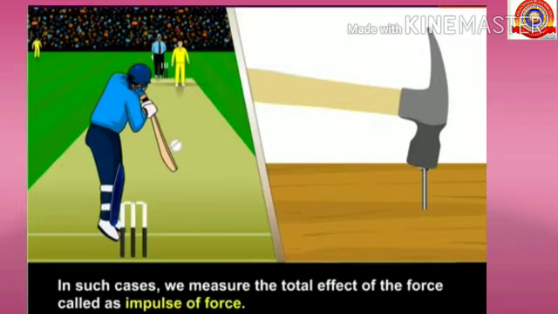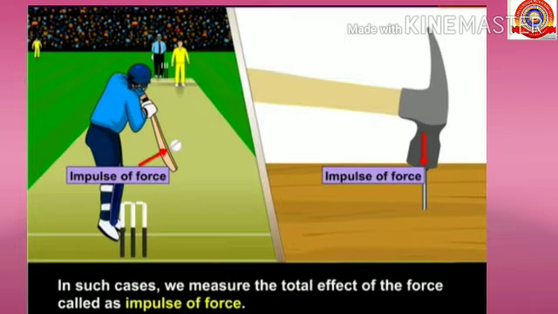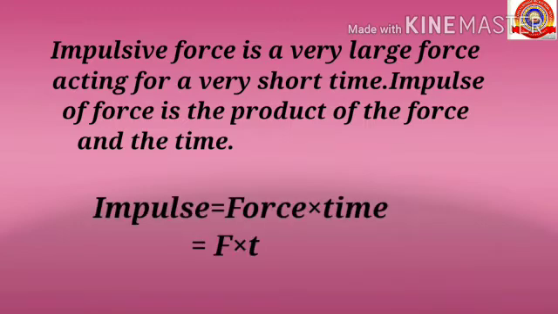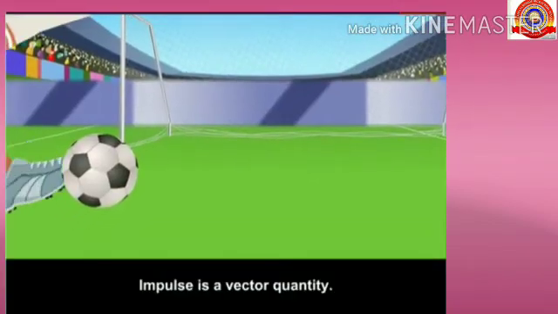In such cases, we measure the total effect of the force called impulsive force. So what is impulsive force? Impulsive force is a very large force acting for a very short time. Impulse is the product of the force and the time. So impulse equals force into time, that is equal to F into t. This is the equation for finding impulse.